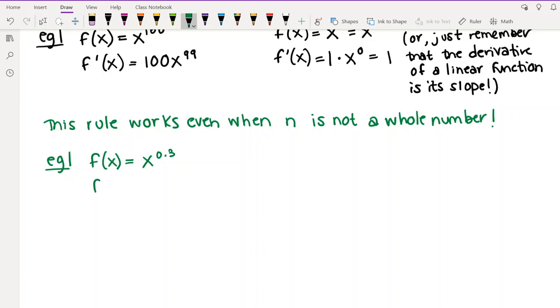You could say f prime of x is equal to, we bring down the 0.3, then we have x, and then we would do 0.3 minus 1. So 0.3 minus 1, I'll write that out first, and then we can actually do that subtraction. So 0.3 minus 1 would be negative 0.7.